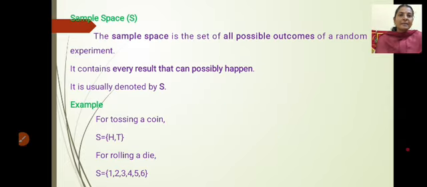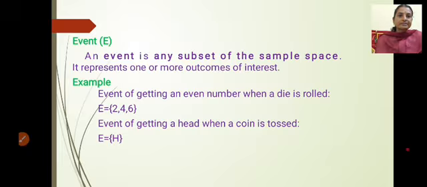The next one is sample space. The sample space is the set of all possible outcomes of a random experiment. It contains every result that can possibly happen. It is usually denoted by S. Example, for tossing a coin we have head and tail. For rolling a die we have 1 to 6.